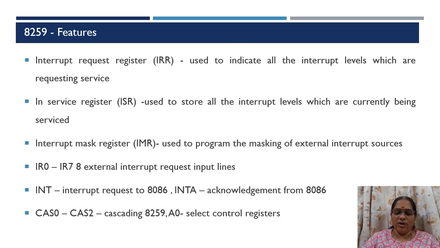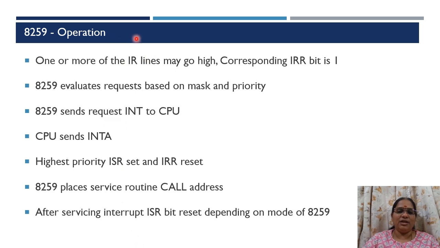So depending upon your masking or priority, that control can be done by using A0. So this is the sequence in which your interrupt is serviced by means of the 8259. Out of these 8 lines, IR0 to IR7, one or more of the lines may go high. Correspondingly, the interrupt request register bit is 1. The priority resolver will evaluate the request based on the mask and the priority you have given, and it will send the request to the CPU, that is your 8086 microprocessor.